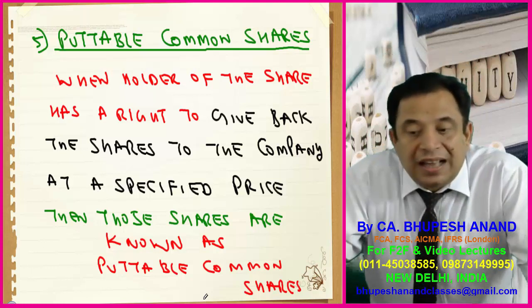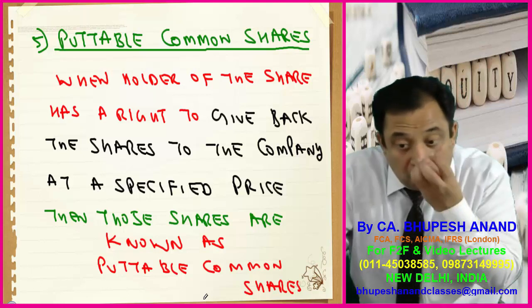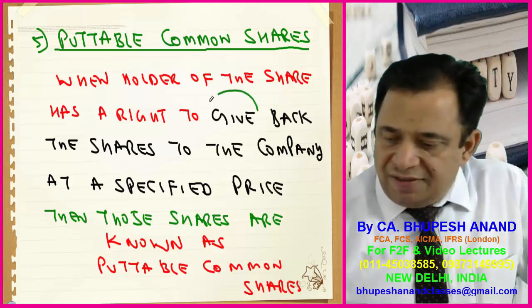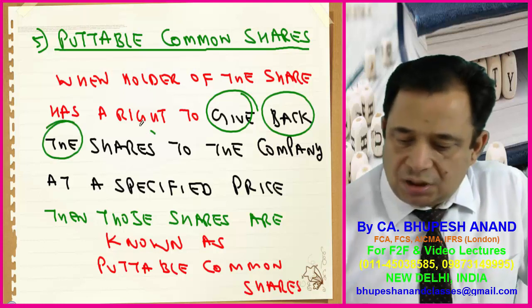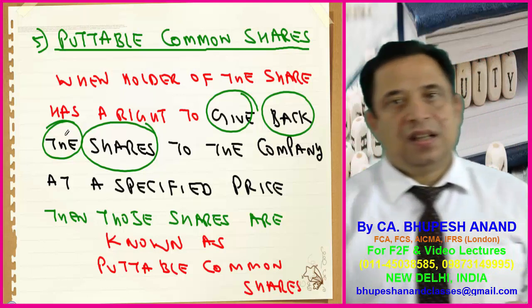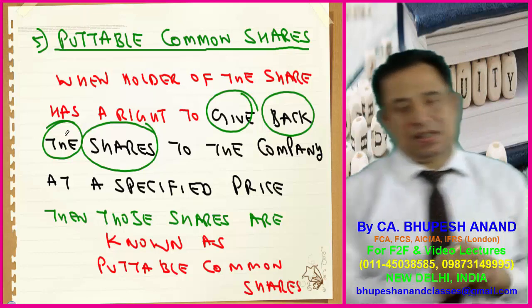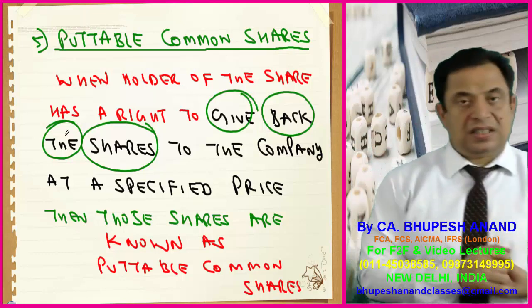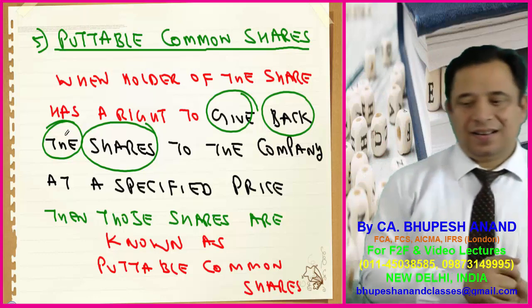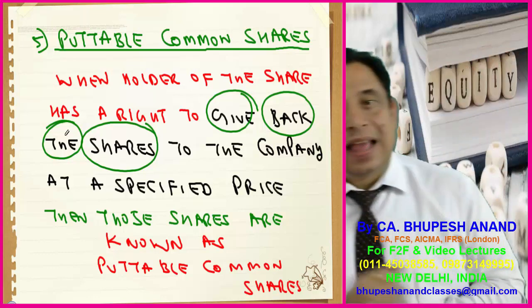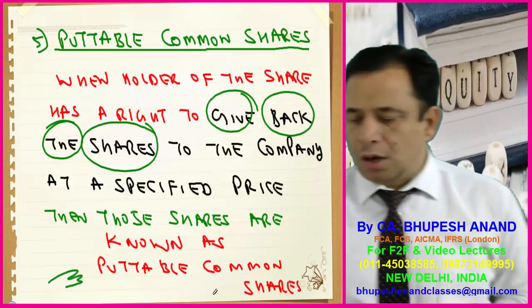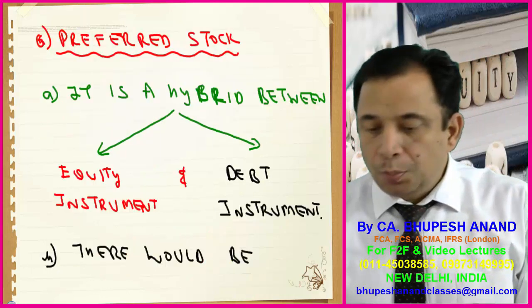When the holder of the share, so this right is with the holder, when the holder of the shares has a right to give back the shares to the company at a specified price, then those shares are known as putable common shares.